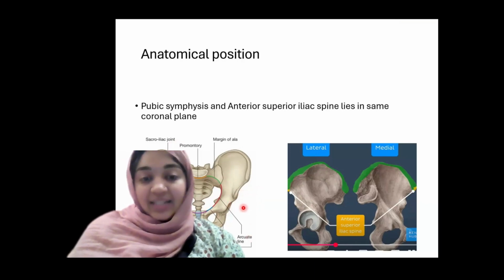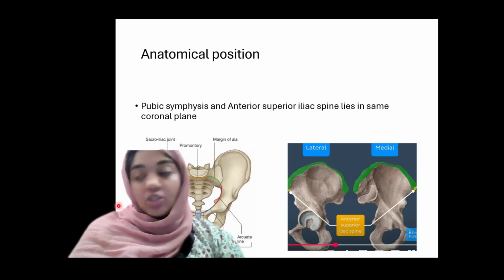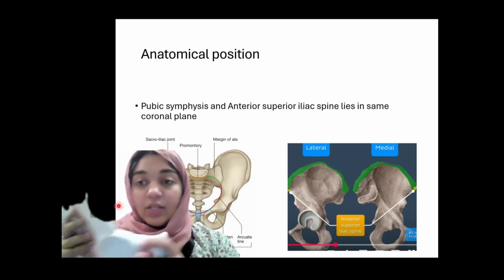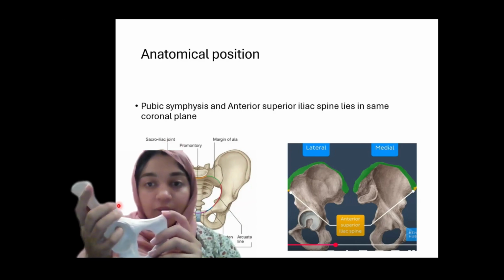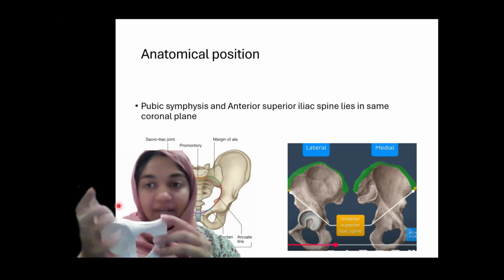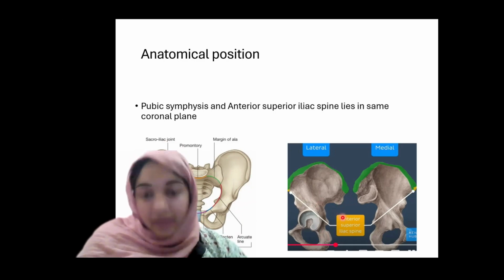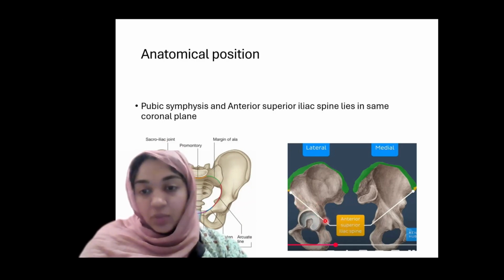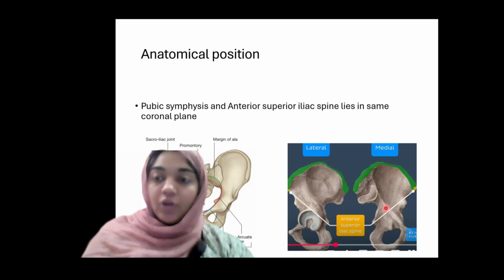So where is the anterior superior iliac spine? It's here. This is the anterior superior iliac spine, and this is the pubic symphysis. So if I try to keep a sheet of paper here, both these structures will be lying in the same plane, right? So this is my anterior superior iliac spine, and this is the part that forms the pubic symphysis with the other hip bone, right? So both of them lie in the same plane. The image is also showing you the anterior superior iliac spine here. It's very important to distinguish this because it's like a marker for a lot of other structures that we're going to learn. Moving on.